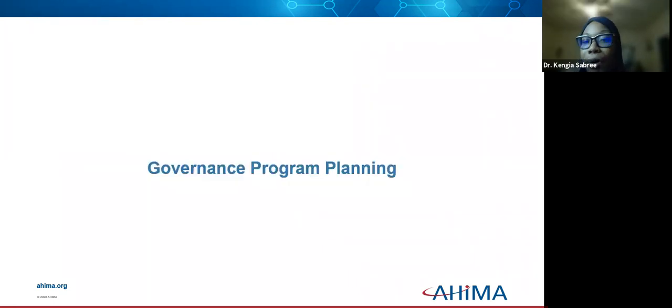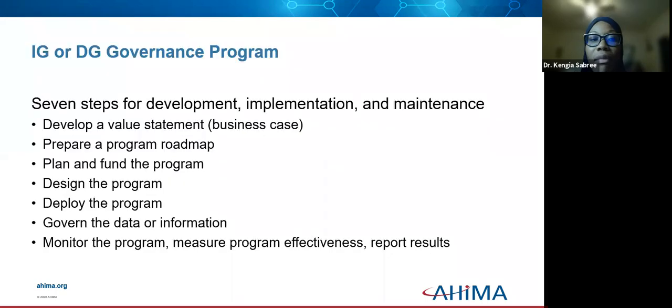So, governance program planning. An information governance or data governance program has 7 steps for development, implementation, and maintenance. Those 7 steps are to develop a value statement, prepare a program roadmap, plan and fund the program, design the program, deploy the program, govern the data or information, and then monitor the program, monitor its effectiveness, and report the results.